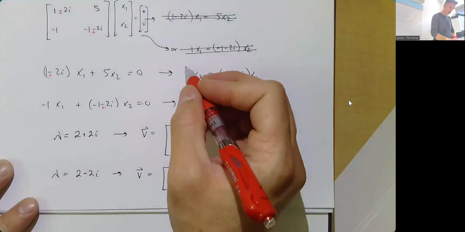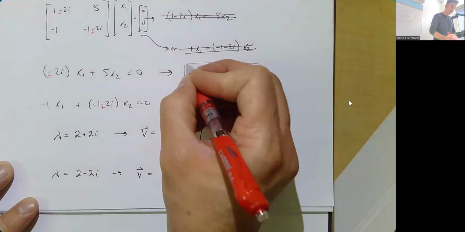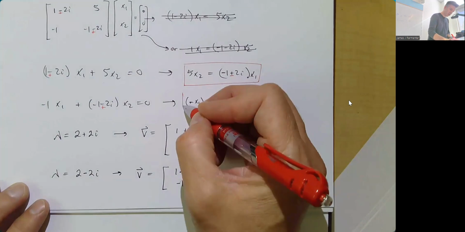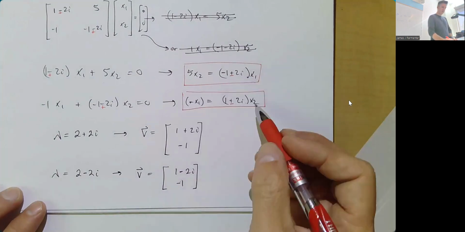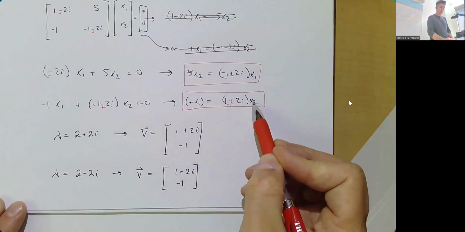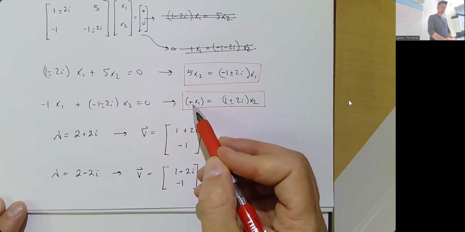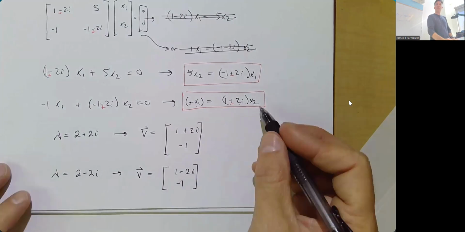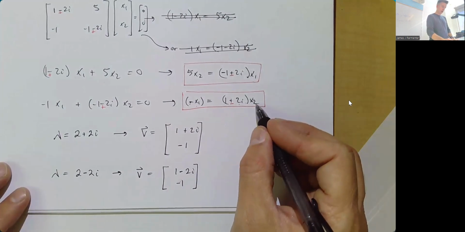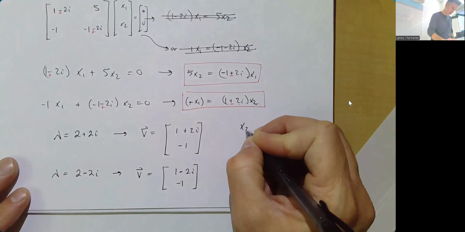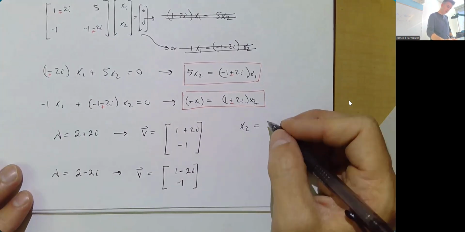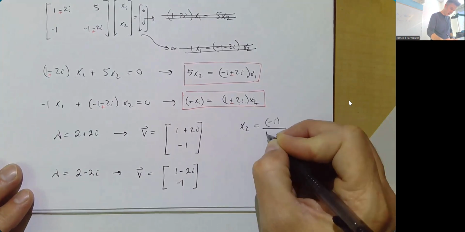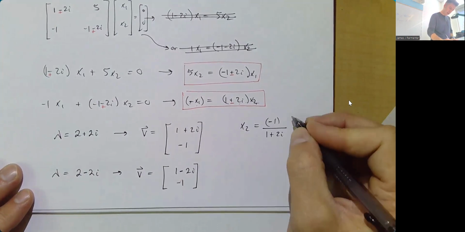From this equation here. So the fast way of doing this is to say x2 is equal to the coefficient of x1, and x1 is equal to the coefficient of x2. But here's what's really happening. We could solve for x2 if we wanted to, and say x2 is equal to, sure, that's probably the wrongest way to do it, but it's fine, -1 divided by 1 plus 2i times x1.